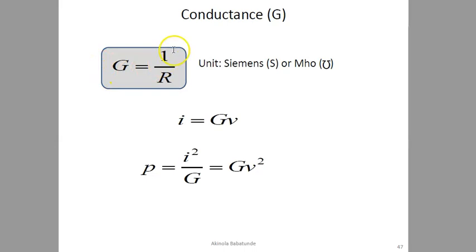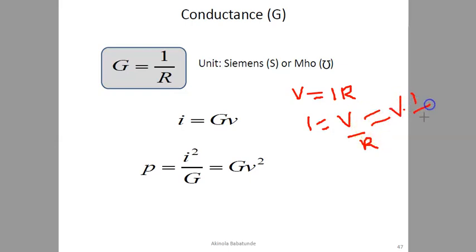All right, if G equal to 1 over R, and we know from previous explanation that our V is equal to IR, that means our I can be said to be equal to V over R, or equal to V multiplied by 1 over R. This simply means that this 1 over R here can be replaced with G. So that means our I, therefore, would be equal to VG.